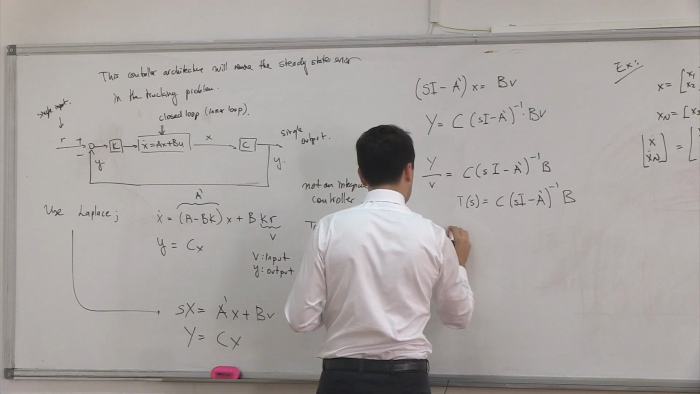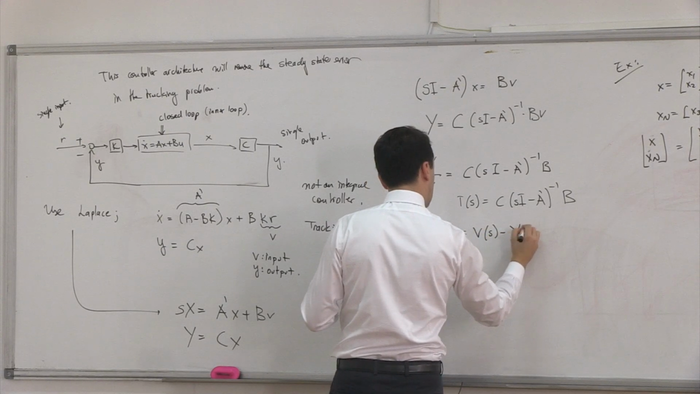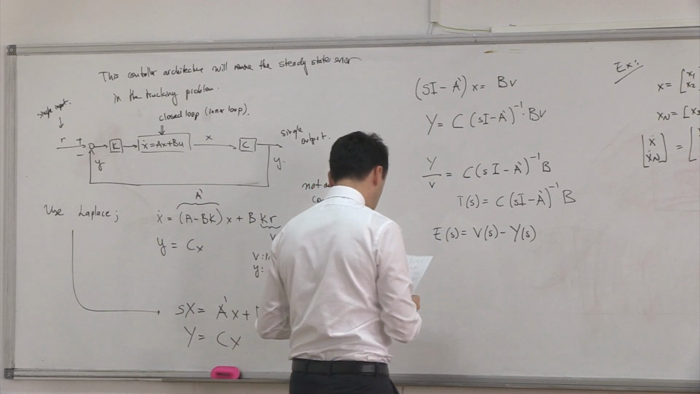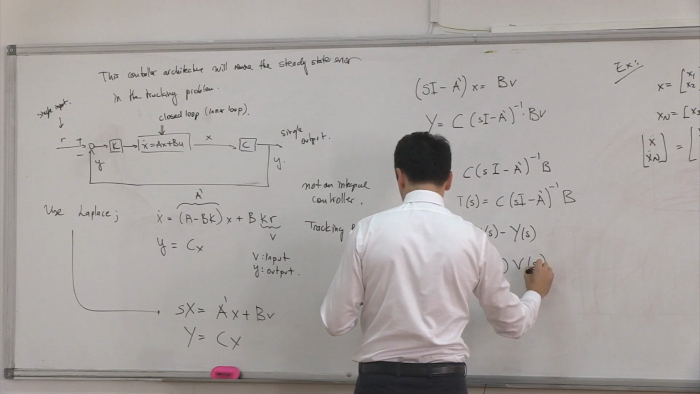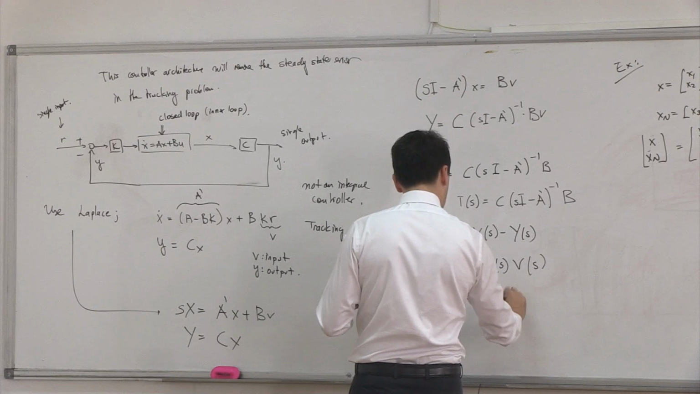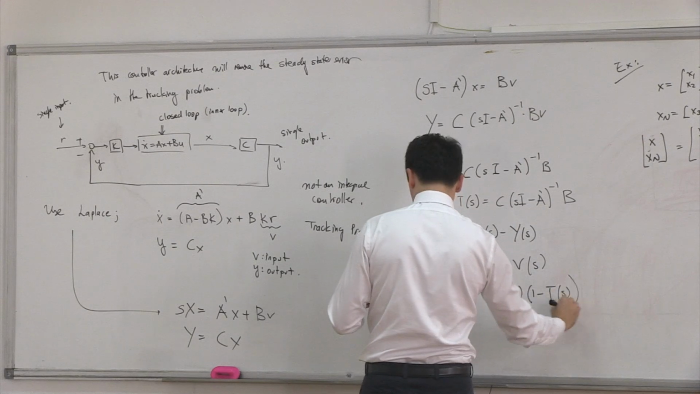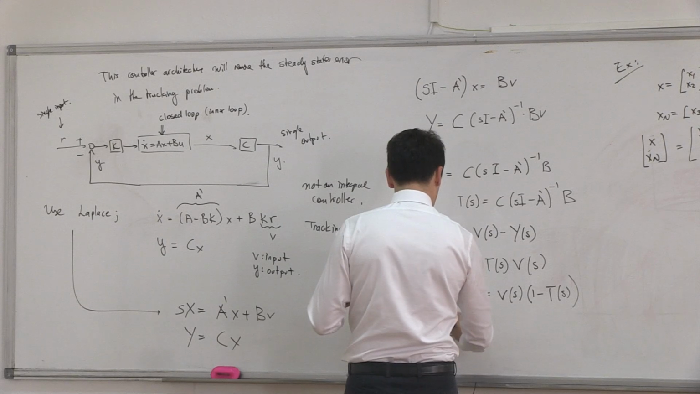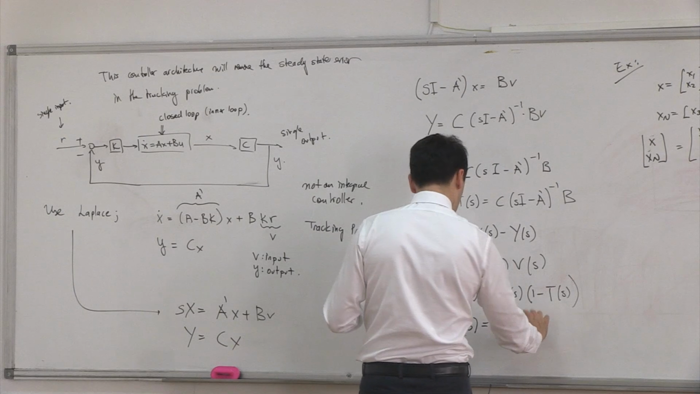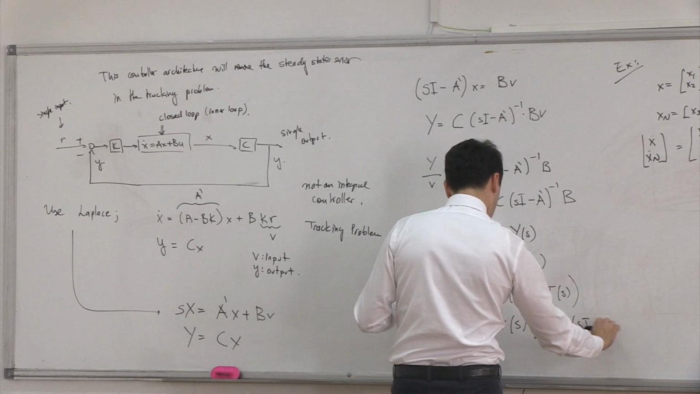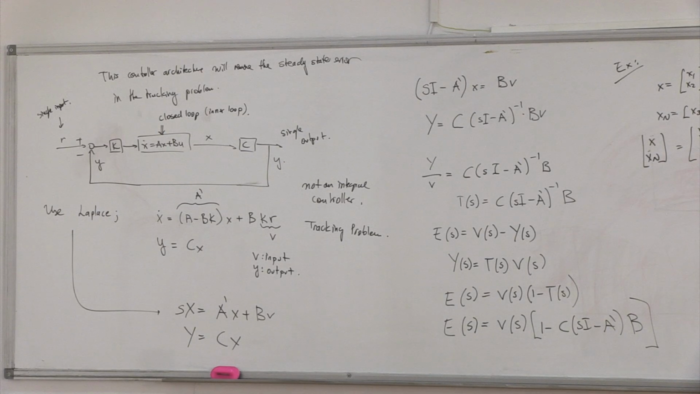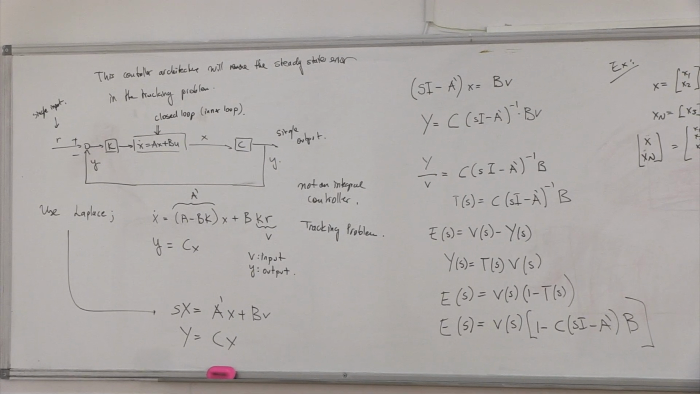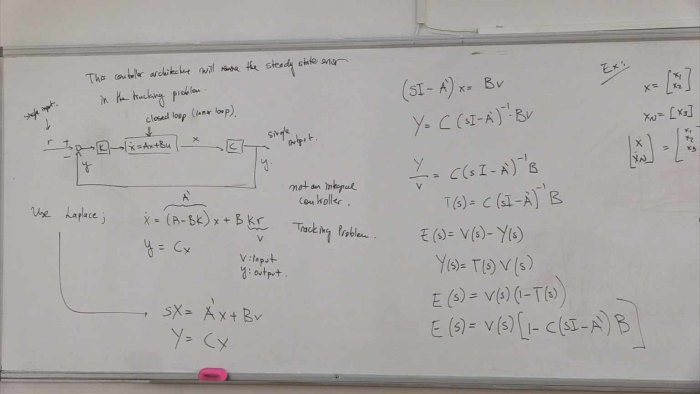At the same time, T is Y of S over V of S. We just write this down and then we'll talk about this. So first write it down and let me explain it.